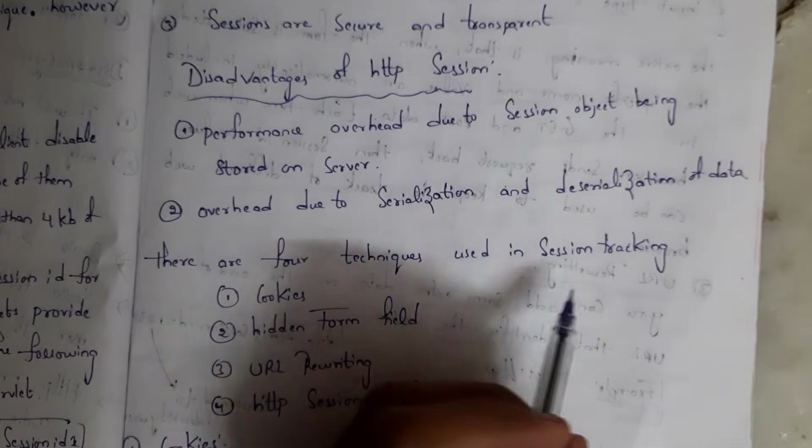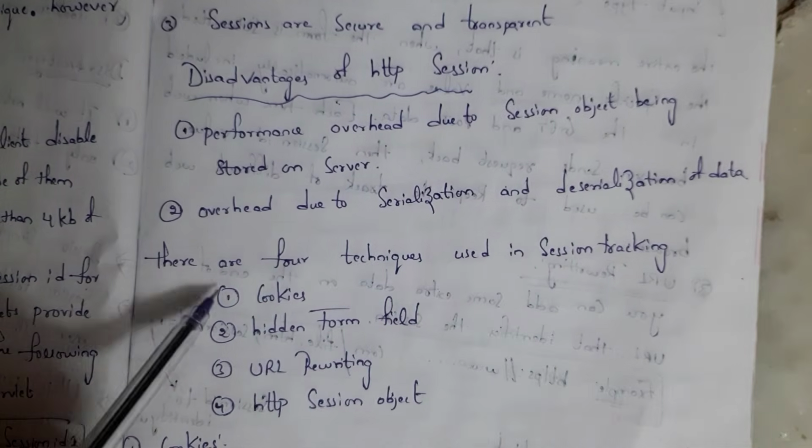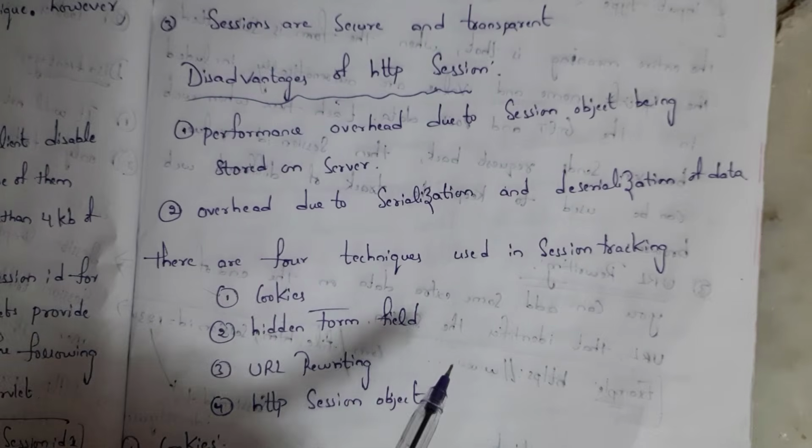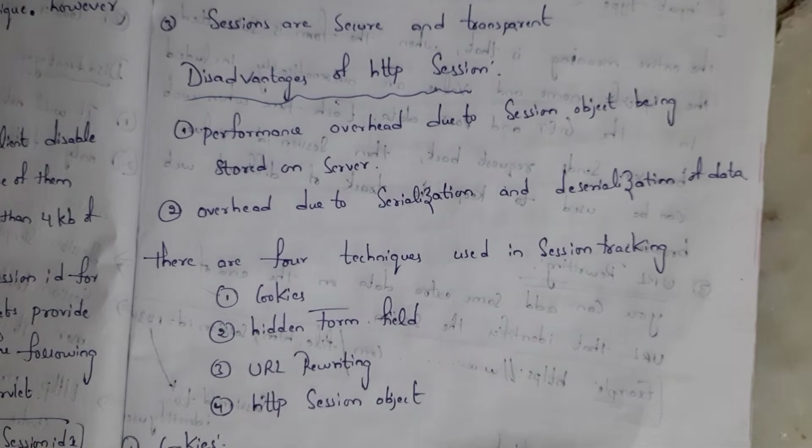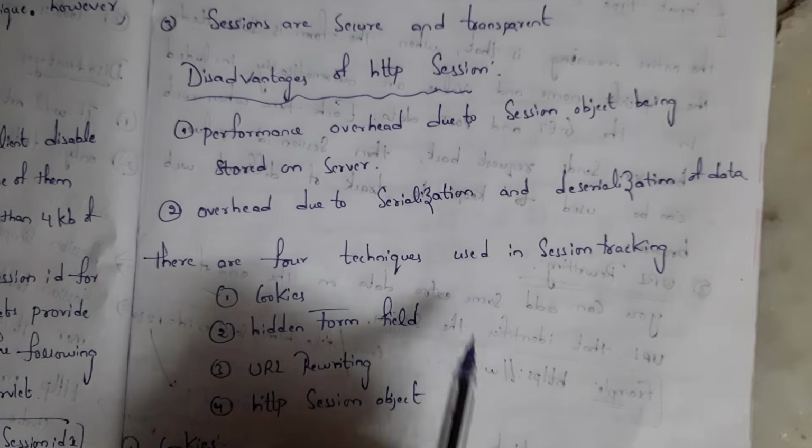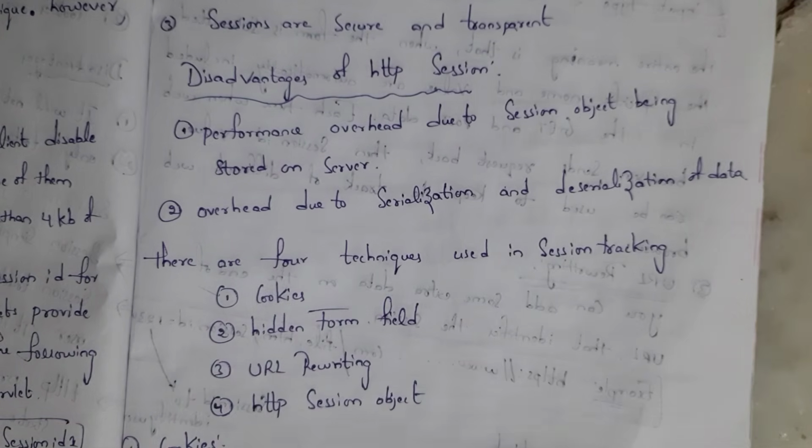There are 4 techniques used in session tracking. The first one is cookies, the next one is hidden form fields, the third one is URL rewriting, and at last, the fourth one is HTTP session objects. These are the 4 techniques that are used in session tracking.